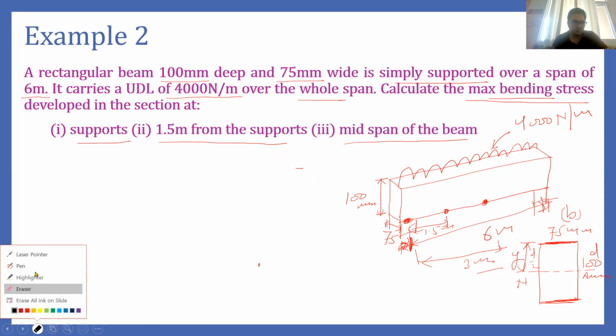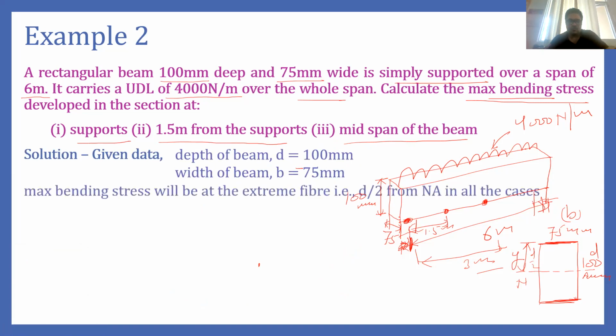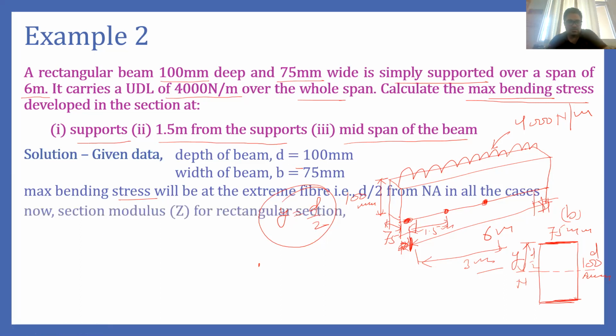So now we will see the solution. So in the solution, we have the given data in the form of cross-sectional dimension of the beam. And yes, we know maximum bending stress will be at the extreme fiber, that is D by 2 distance from the NA, which is this one. So maximum stress. And now we can calculate the section modulus also. Section modulus is BD square by 6. So putting the value of B and D in the formula, we get the value of Z, which is section modulus as 125,000 mm cube.